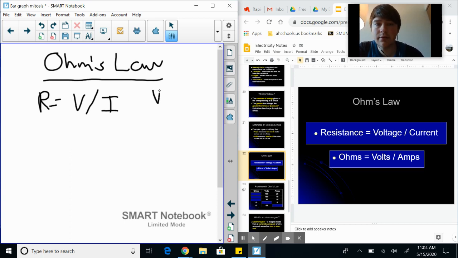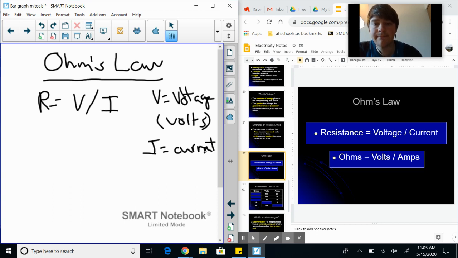So the symbols: V is going to be voltage, which we're going to measure in volts. I is going to be current, which if you remember, we measure in amps. And R is resistance, which we measure in ohms.